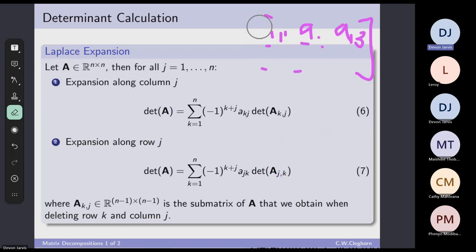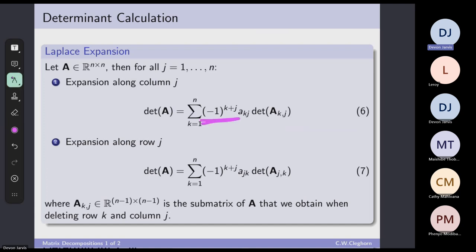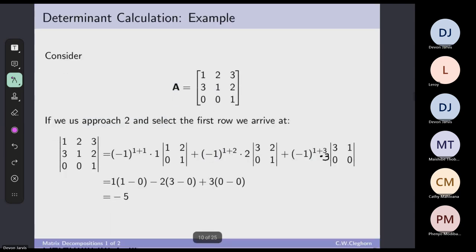You also don't have to use the first row or the first column. You can actually expand along whatever row, whatever column you like. You will always get the same answer as long as you apply that checkerboard sign pattern properly. Right, that's the key to keeping everything consistent here. So we can look at an example here that is 3x3.